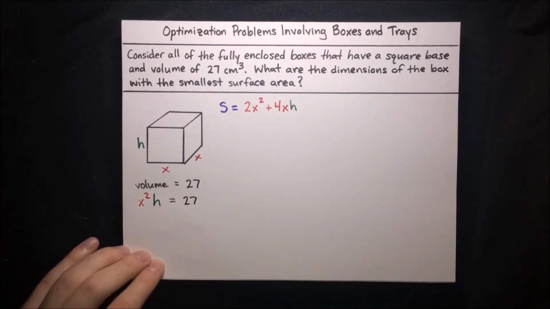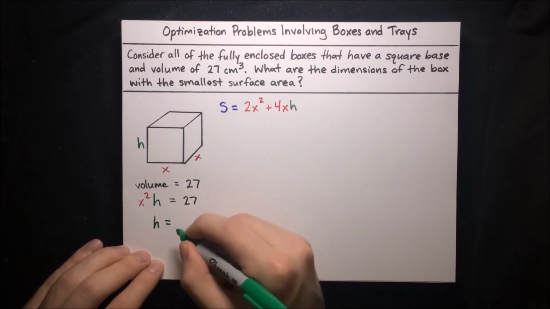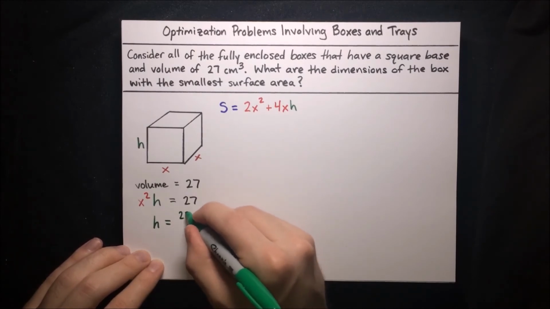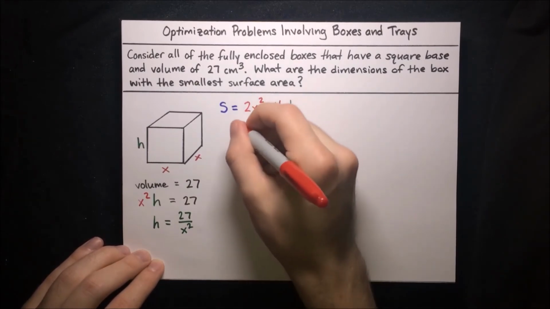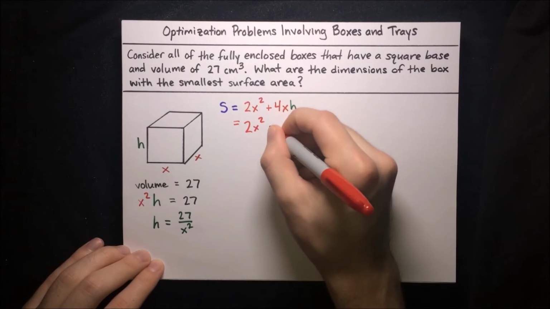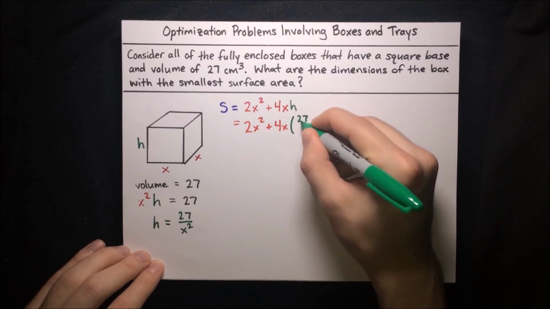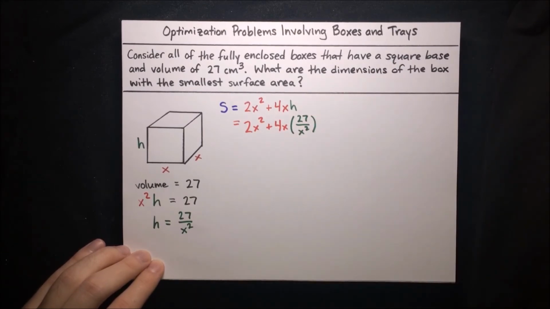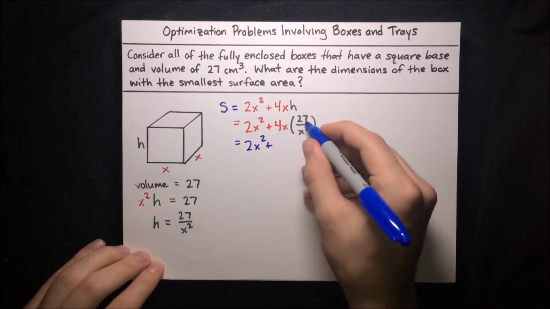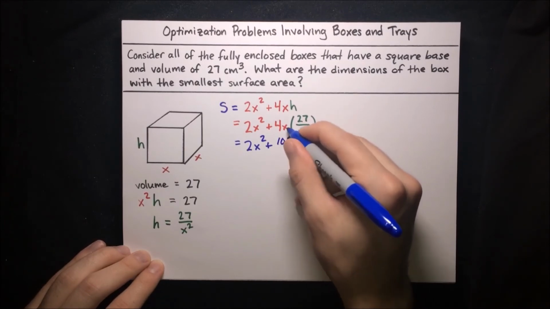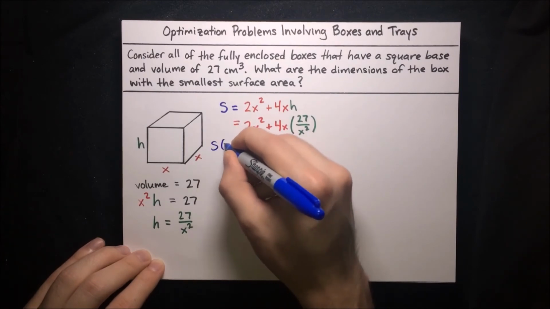So we can solve for one of these variables in terms of the other. Why don't we just solve for h, because that doesn't have any exponent, and that'll yield the simplest solution. So h equals 27 over x squared, and we'll plug that back into our surface area function. So surface area is equal to 2x squared plus 4x times our expression for h in terms of x, which is 27 over x squared. And we can simplify this a bit. This is just 2x squared plus 4 times 27 is 108, and then x over x squared makes over x. So there is our surface area as a function of x.